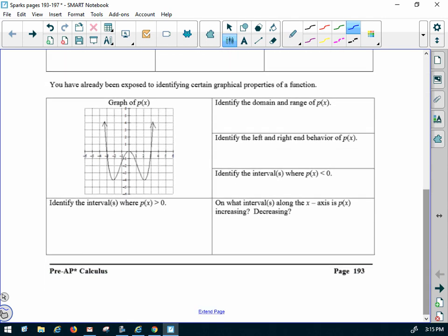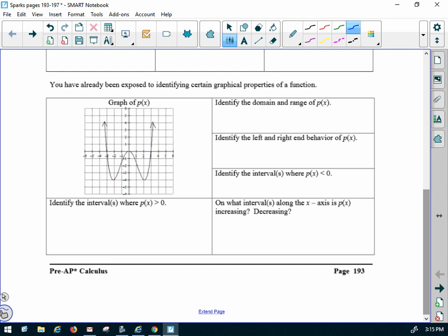I know you are. It's why I wanted you in this class. You got to do this before you take calculus. You have already been exposed to identifying certain graphical properties of a function. This better be all review.